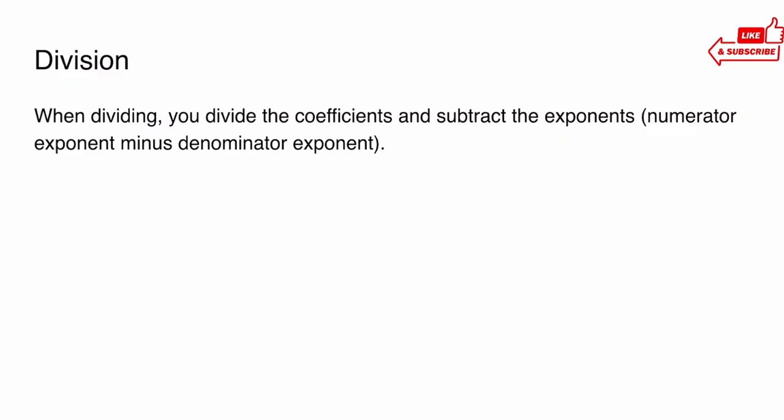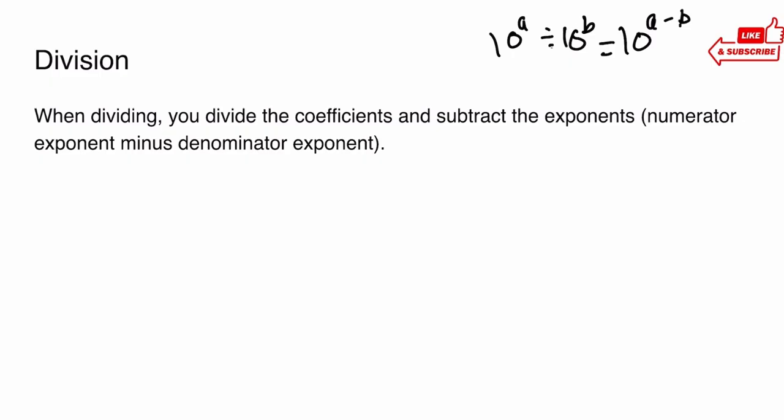So the rule for division is that when you divide, same thing as for multiplication, you're going to divide the coefficients together, and then you're going to subtract the exponents. This is because, say you had 10 to the a, and you're dividing this by 10 to the b, the solution is going to be 10 to the a minus b. So the numerator exponent minus the denominator exponent.